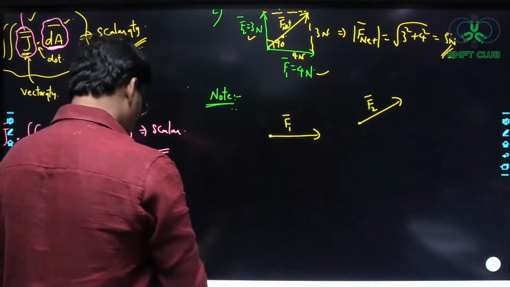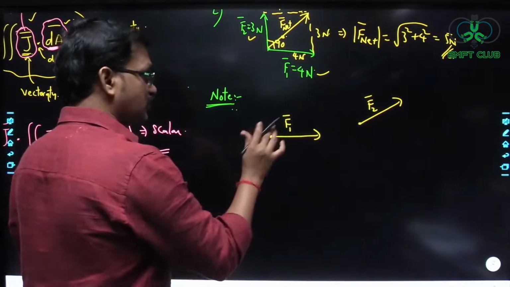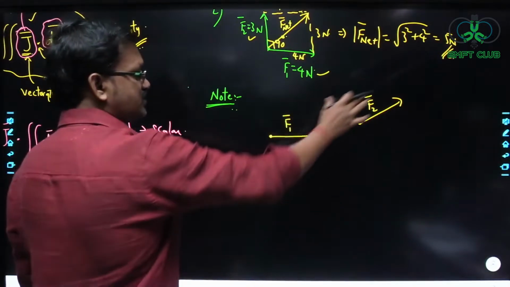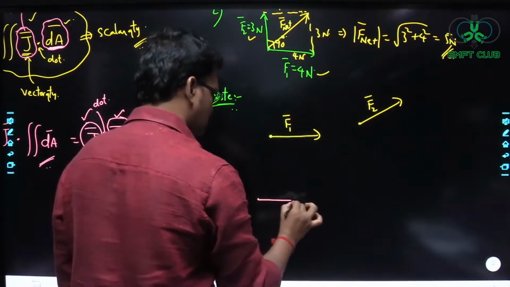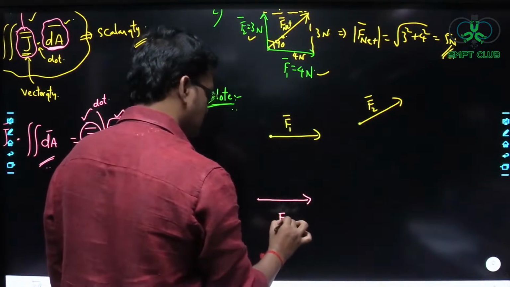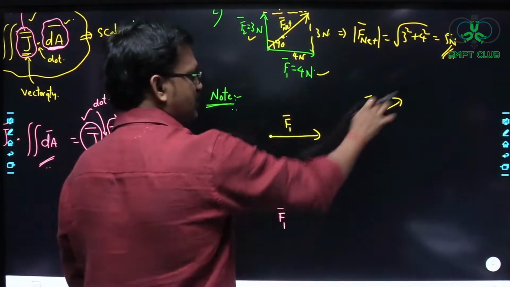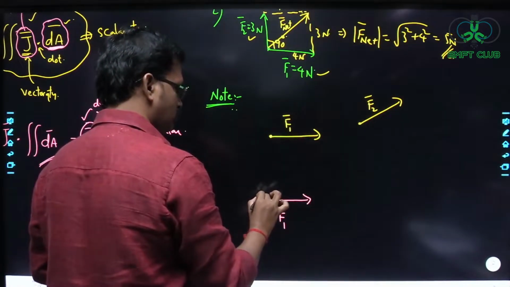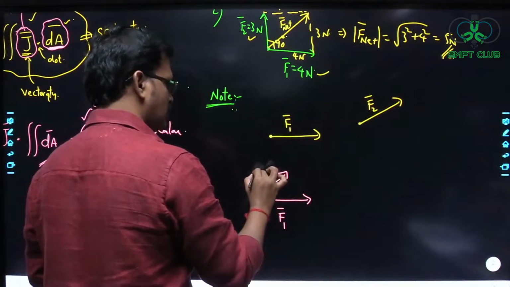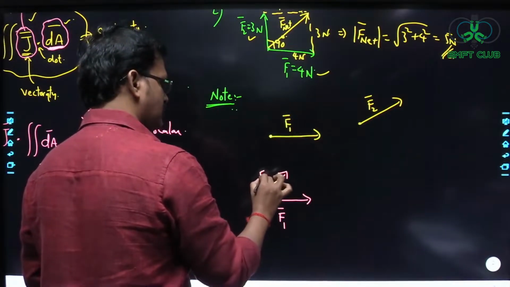First, what you have to do? You have to join the tails of the two vectors, without changing their direction. So f1 bar is in the horizontal direction like this, and f2 bar is pointing in this direction. So f2 bar is like this. I am drawing a rough diagram, that's it. So this is f2 bar.